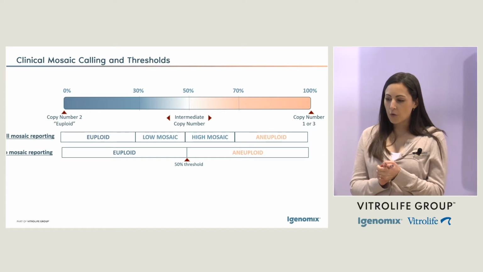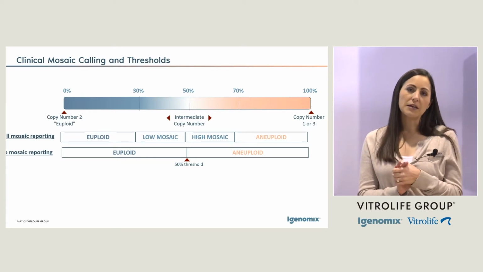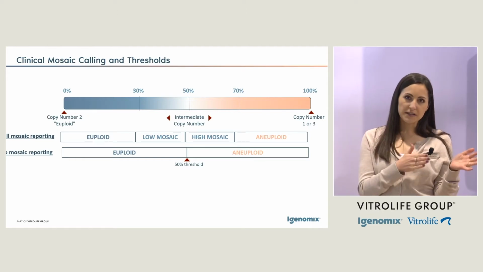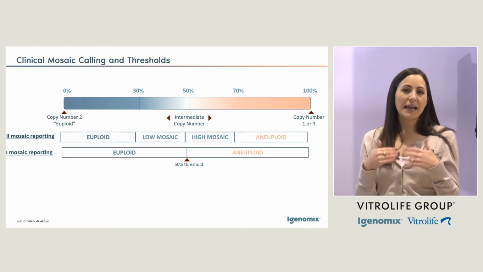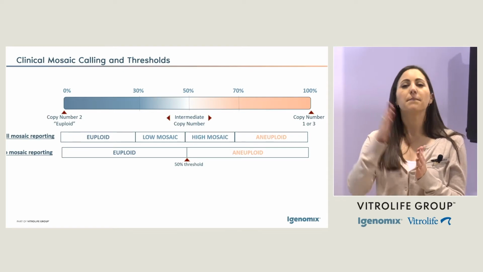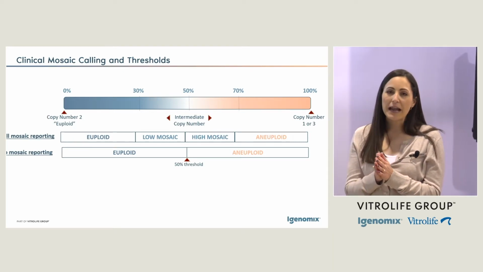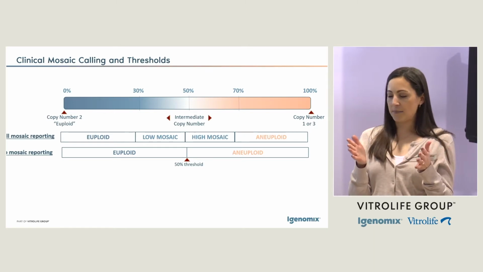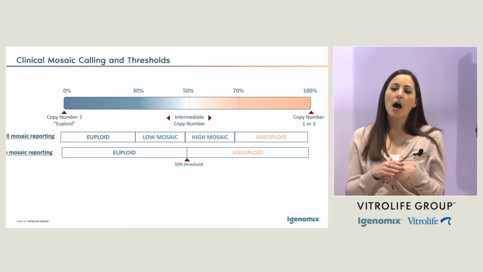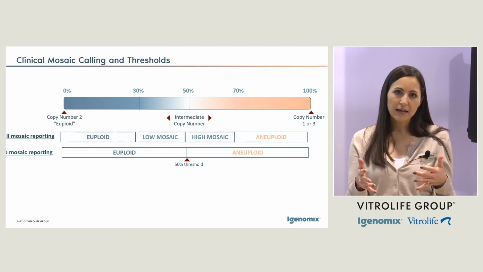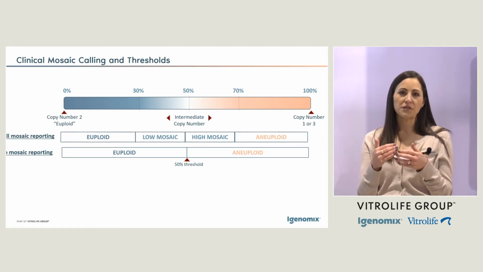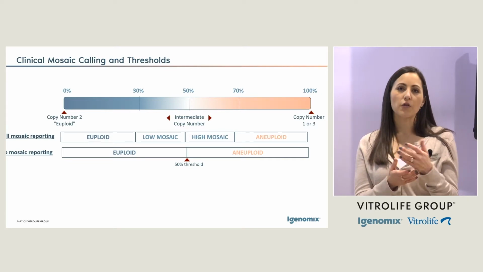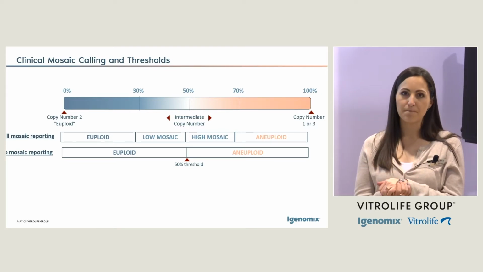For full mosaic reporting, an embryo would be reported as euploid if the copy number variation is below the threshold of 30%. An embryo would be reported as aneuploid if that copy number variation is above 70%, and reported as mosaic if that copy number variation is between 30 and 70%. More specifically, it would be classified as low mosaic if that copy number variation for that chromosome is between 30 and 50%, or high mosaic if that copy number variation for that chromosome is between 50 and 70%.